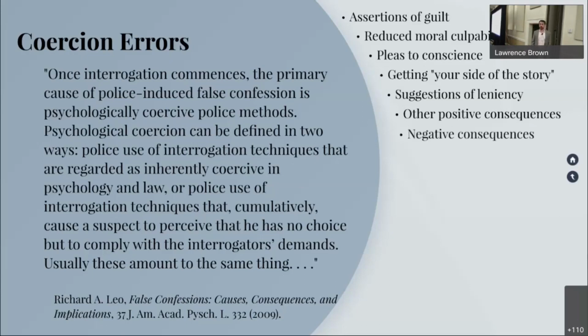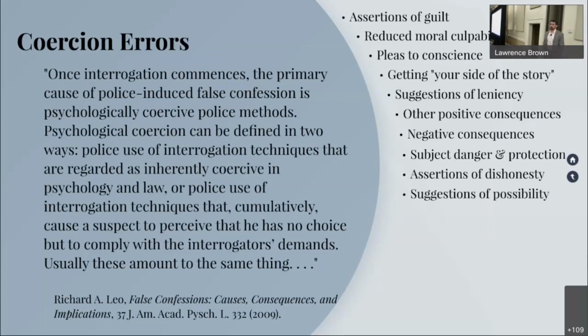Or negative consequences. You don't cooperate, that's going in the report too. In fact, you might even be at risk. We could protect you if you helped us, but not if you don't. And you're lying. Assertions of dishonesty. We know you're lying right now. Nothing you say except the truth is going to help you get out of this little interrogation room.